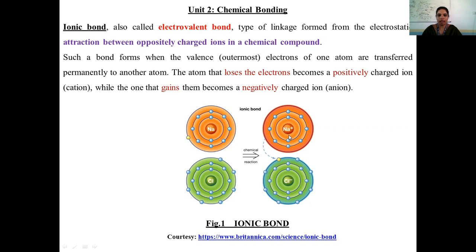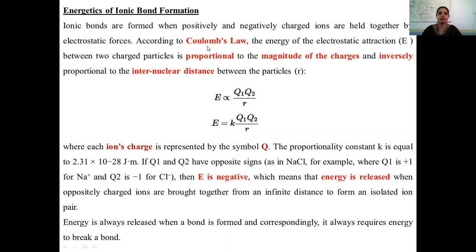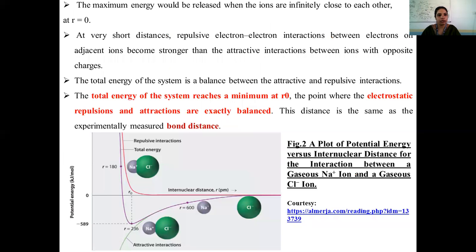The energetics of ionic bond is calculated using Coulomb's law. According to Coulomb's law, E is equal to K Q1 Q2 divided by R, where both Q's are the charges of the ion species, R is the internuclear distance, and K is the proportionality constant. So using the potential energy, we are able to calculate the bond distance as well as the bond energy.